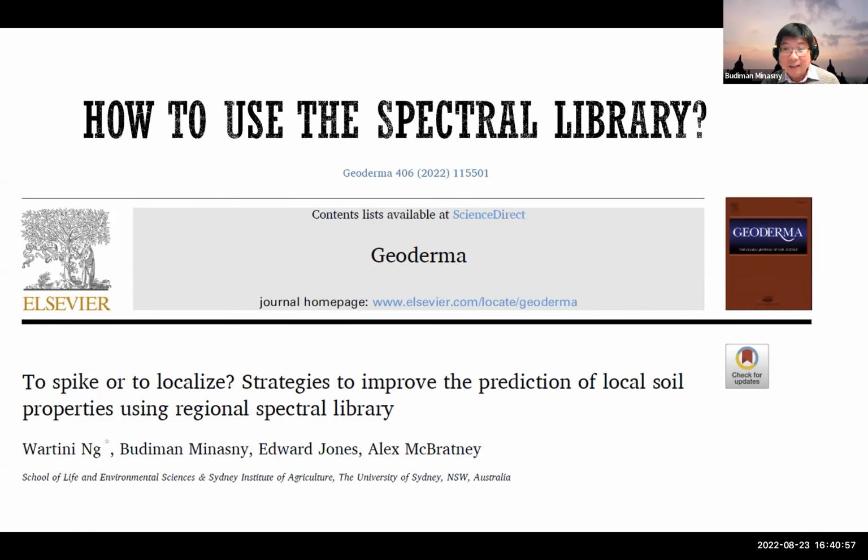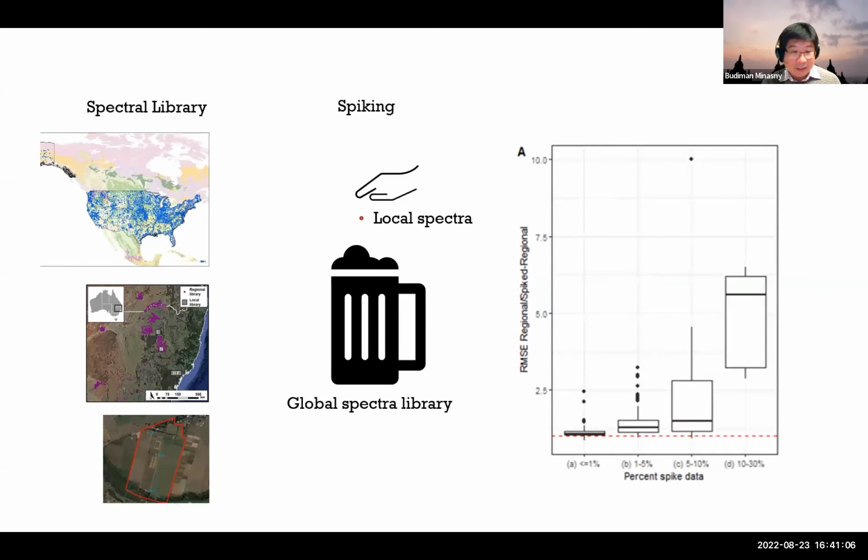And the next, what people are doing is trying to understand, now that we have this big data library, how do we use this spectral library? There's a strange concept: now you have a big spectral library, for example, a global library, local library.